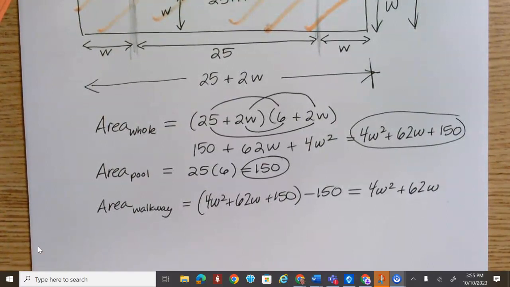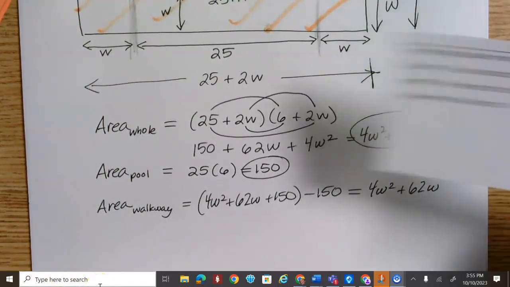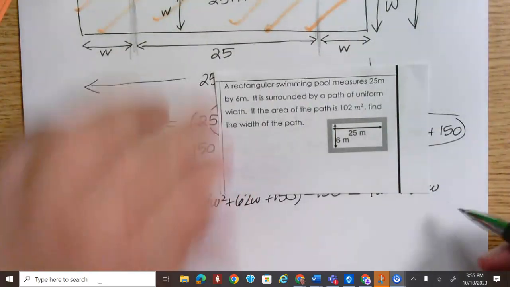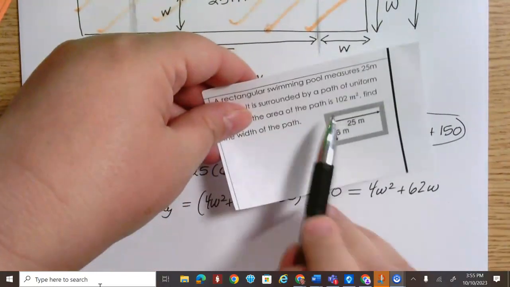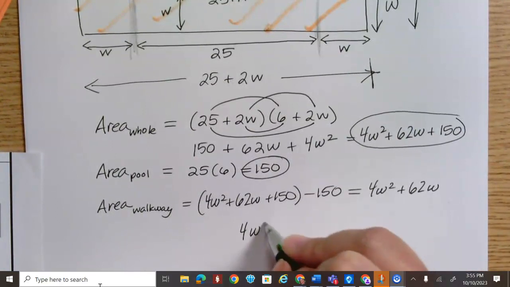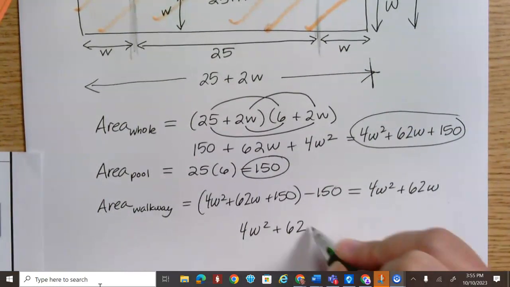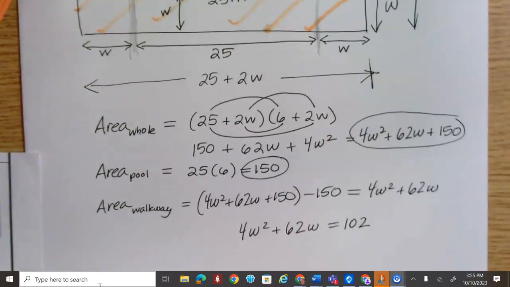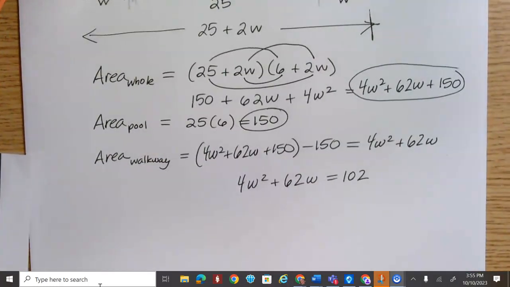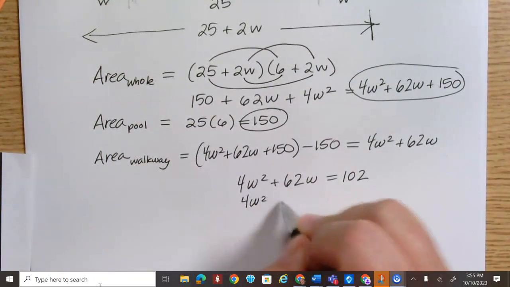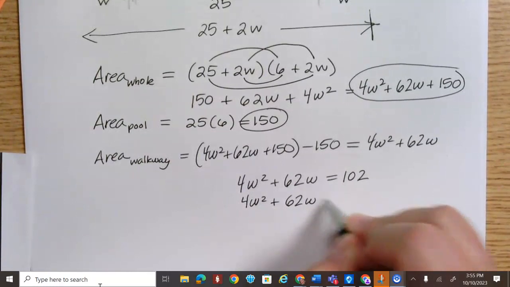Okay? So what? Well, they told me the area of the walkway is equal to 102 square meters. So that means that this amount that I just came up with is equal to 102 square meters. So 4W squared plus 62W equals 102 square meters. So I'm supposed to be solving for the width of the walkway. So I'm solving a quadratic. I'm going to do the same thing we always do, which is let's get it all on one side equals 0 on the other.